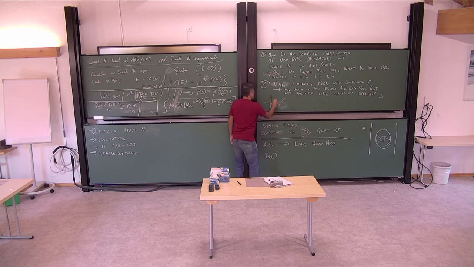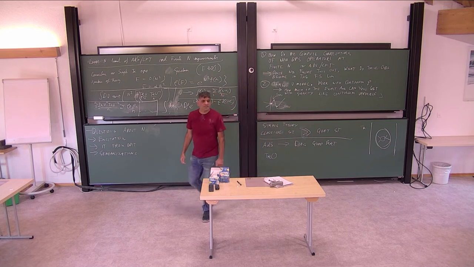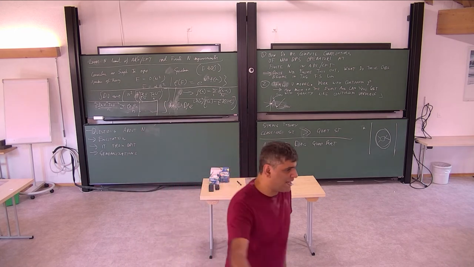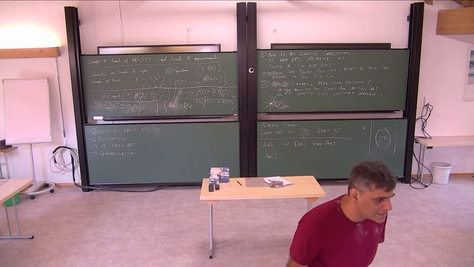So there are three saddle points. This is like the thermal AdS saddle point. This is like the small black hole saddle point. And this is the big black hole saddle point. All of them have analogs in the bulk. We know the saddle points: there's the big black hole, there's the small black hole, there's thermal AdS.